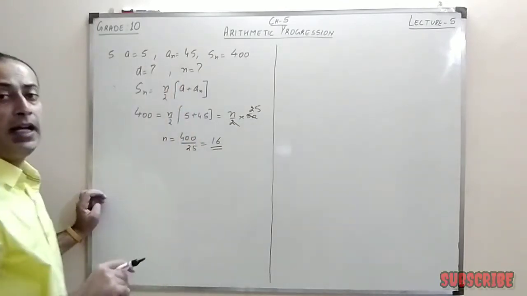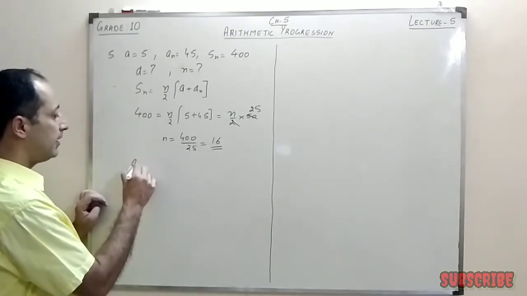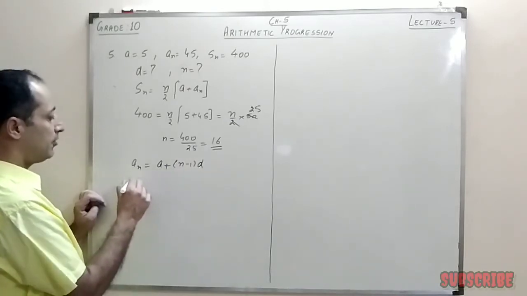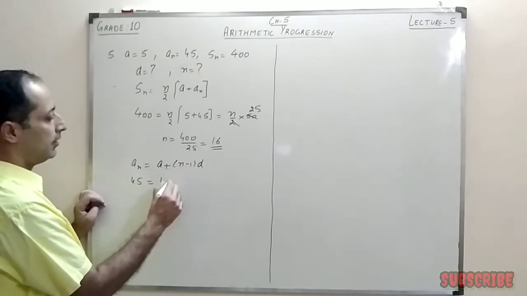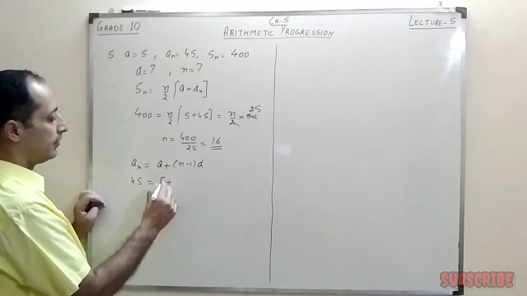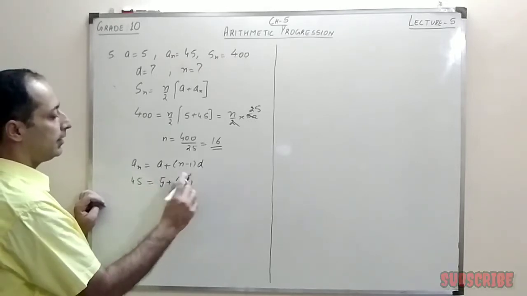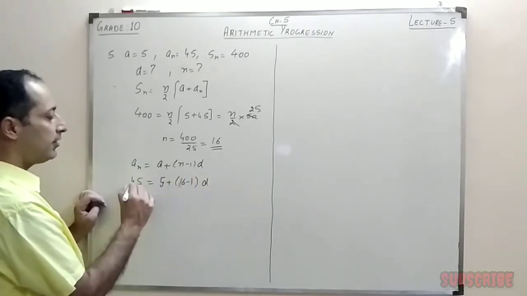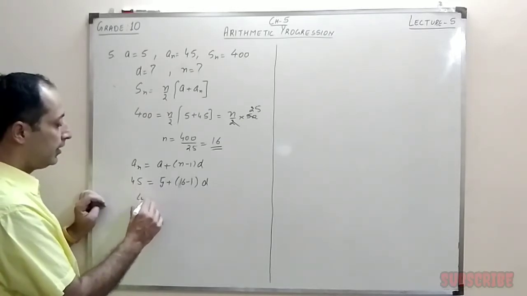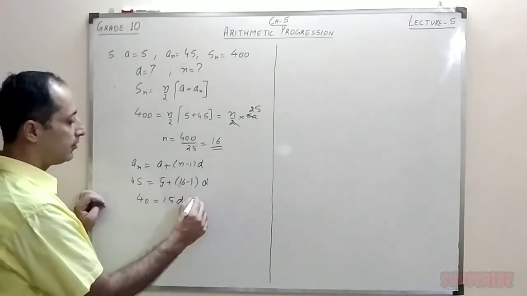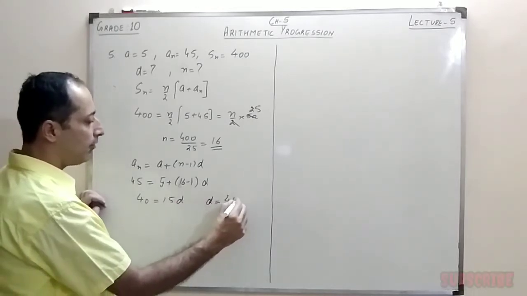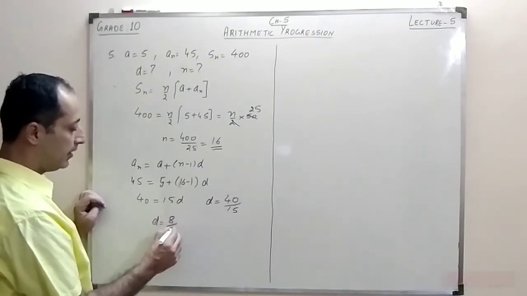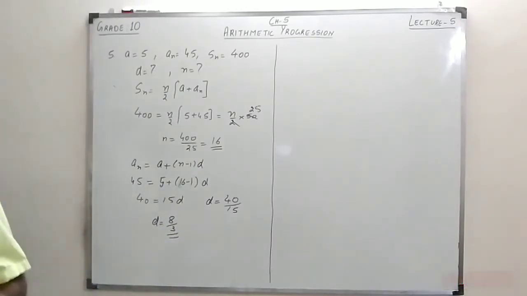I can use the relation of the nth term. Now the relation of the nth term is an equals a plus n minus 1 into d. So just substitute the value. This is 45 equals 5 into n minus 1, and n is 16. So 16 minus 1 into d. I shift this 5 to the left side. This becomes 40 equals 15d. So I can say d is equal to 40 by 15, and I get the value of d as 8 by 3. So this was a quite simple question.